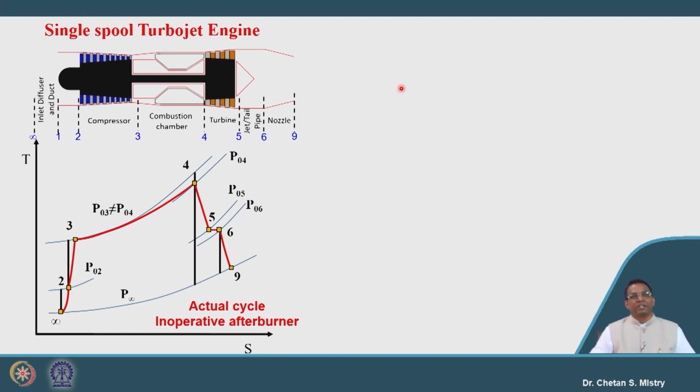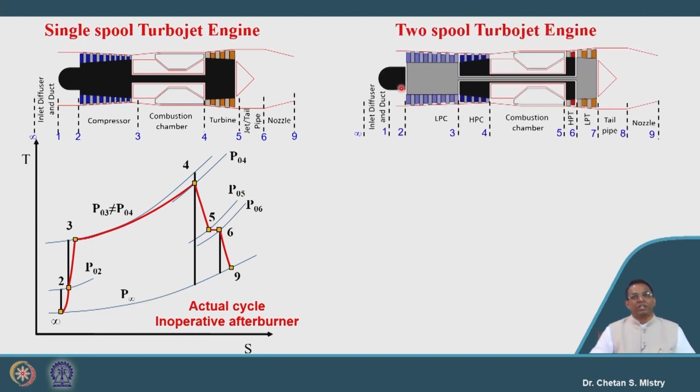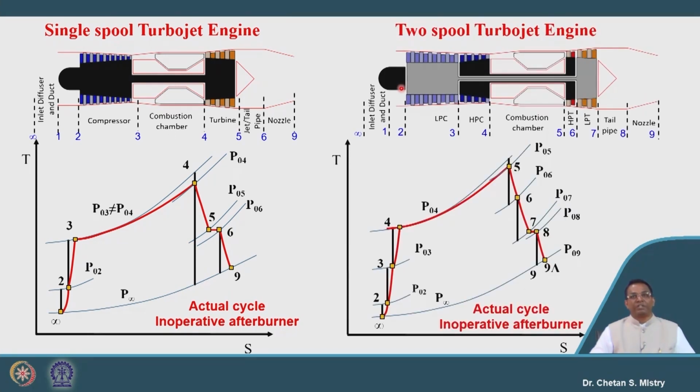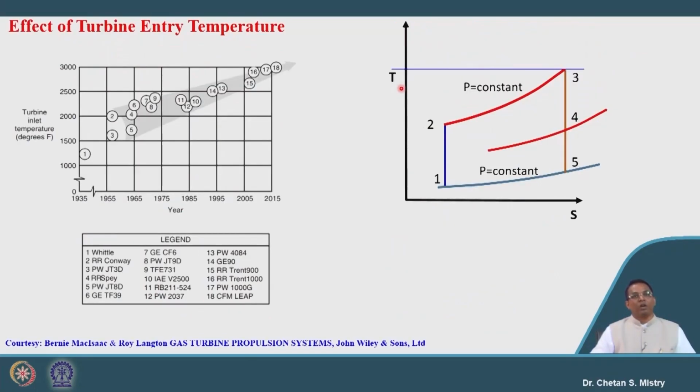Here, this represents the TS diagram for the single spool turbojet engine. Here this represents the two spool turbojet engine. So, this is already known to you from last week's discussion. Now let's move to the next topic.